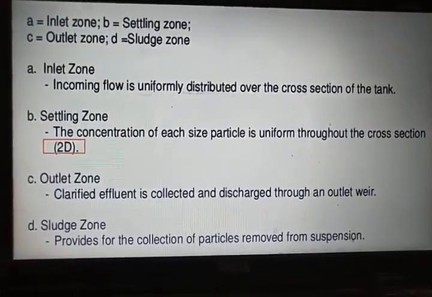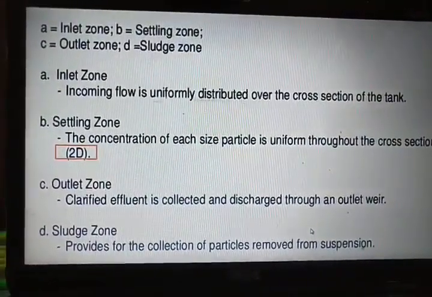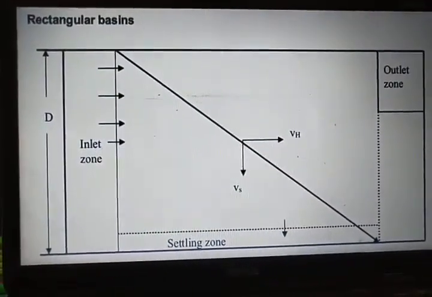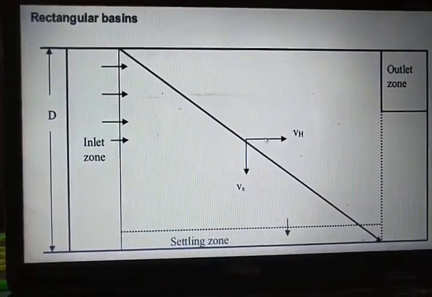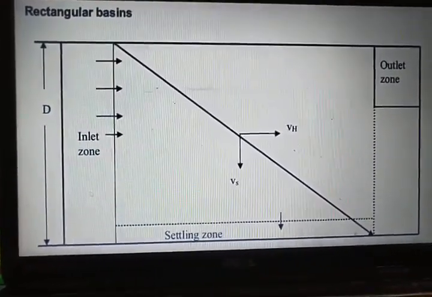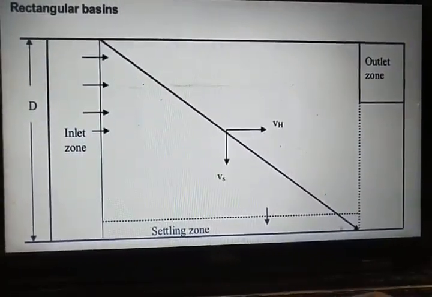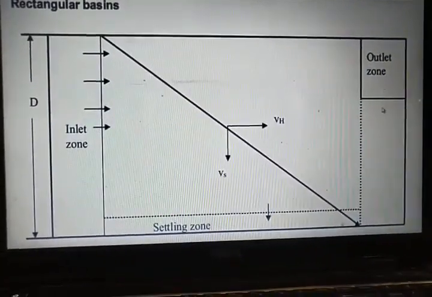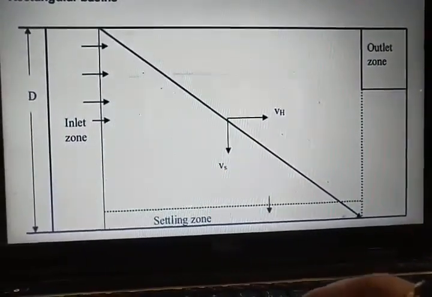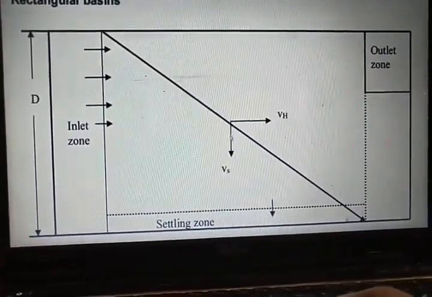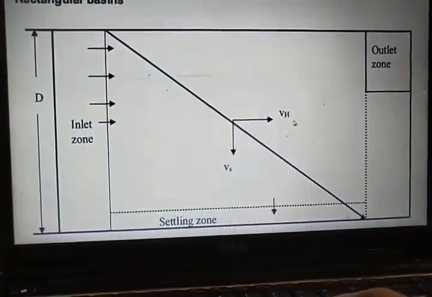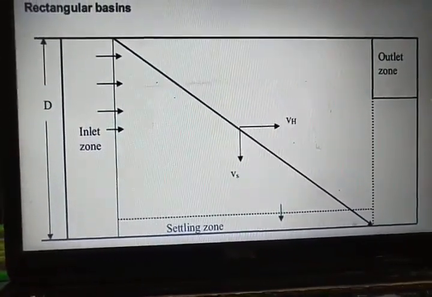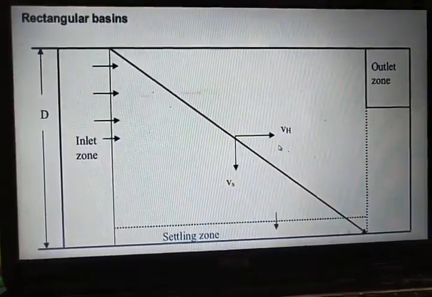I'll show you a small video description on this so that you'll have a detailed picture of all these zones. This is an ideal rectangular basin representing the different zones. This one is called the inlet zone, this is called the settling zone, and this is called the outlet zone, preferably the weir type, and the bottom zone is called the sludge zone. Here Vh is the horizontal velocity exerted on a particle and Vs is the settling velocity. Note that these terms are used when we solve a design problem.